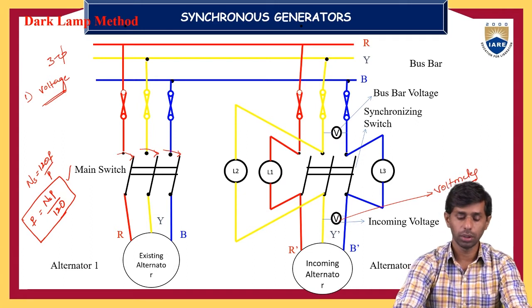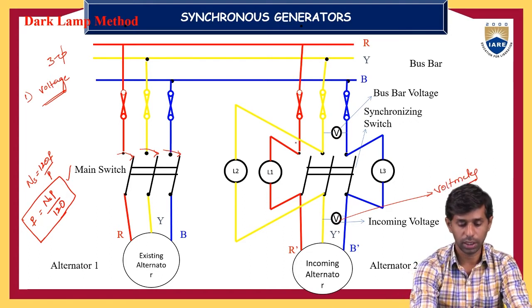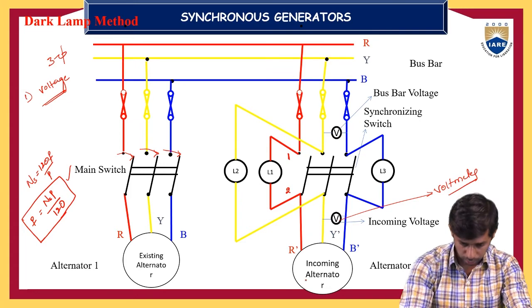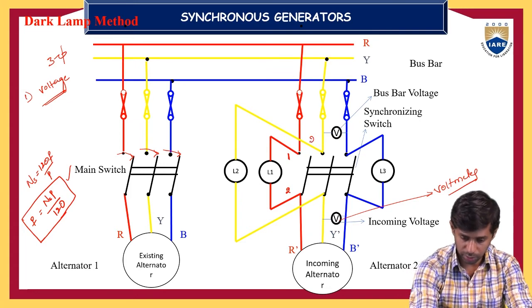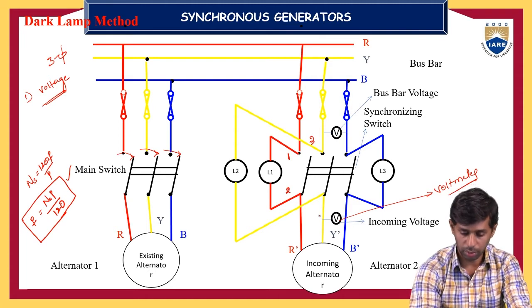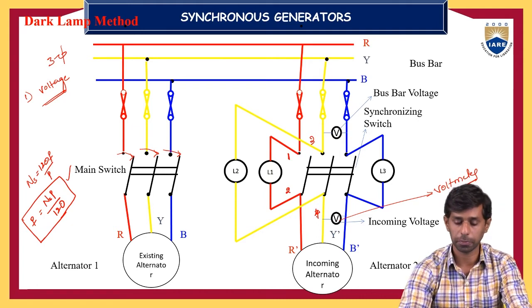After these two, check the lamps which are connected across each of the lines. Lamp 1 has one terminal connected to the bus bar R terminal, and the second terminal connected to the alternator R terminal. Lamp 2 is connected to the bus bar Y terminal, that is yellow, and its other terminal is connected to the yellow terminal, that is the Y phase of the alternator.